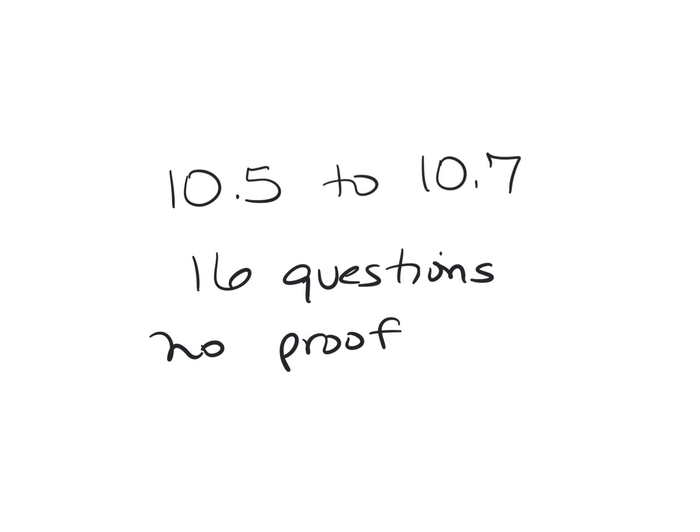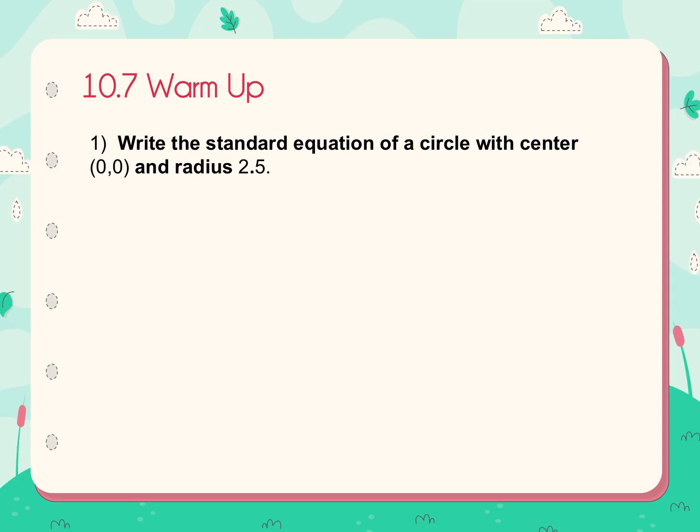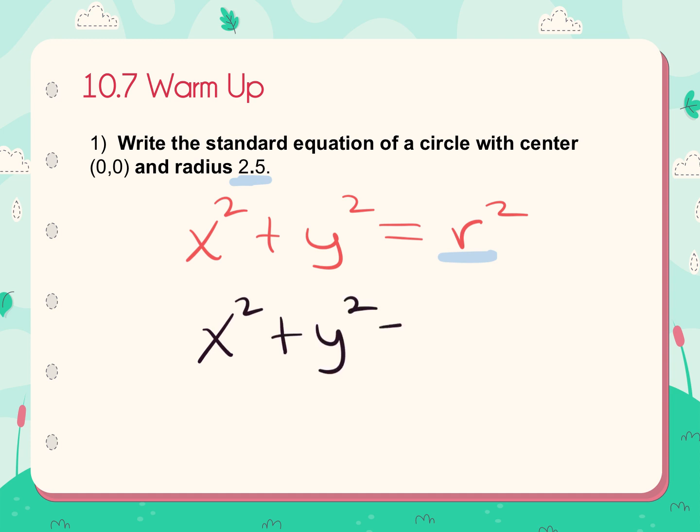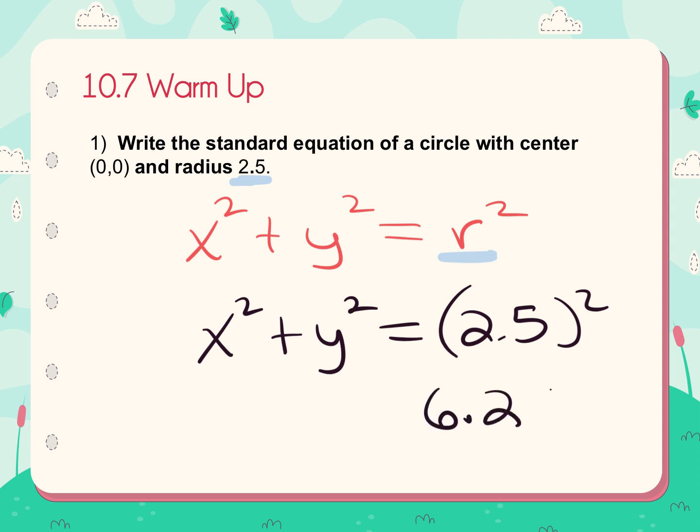So here it just wants me to write a standard equation of a circle when the center is at the origin with a radius of 2.5. All you have to do is use this formula, and all I'm going to do is replace my radius with 2.5 and square it. And you can use your calculator. So x squared plus y squared equals 2.5 squared. Once I square that, I get 6.25. So do not leave it as 2.5 squared. Actually do the math. That easy.